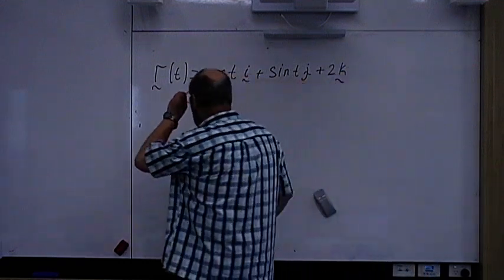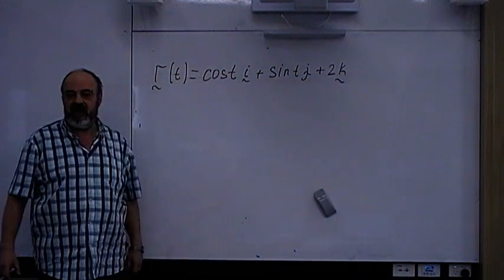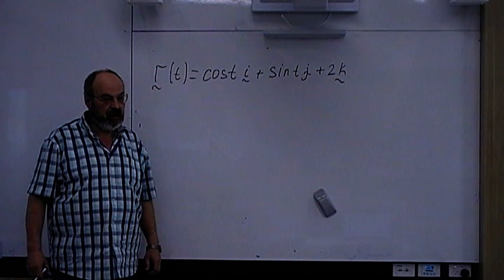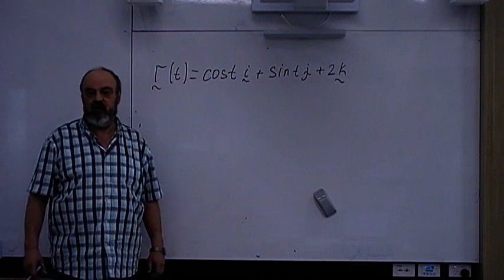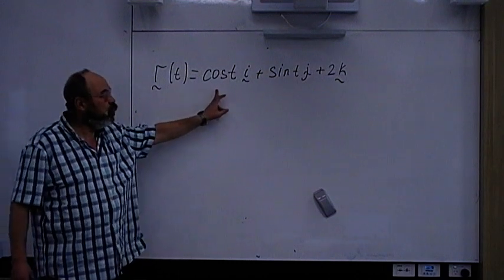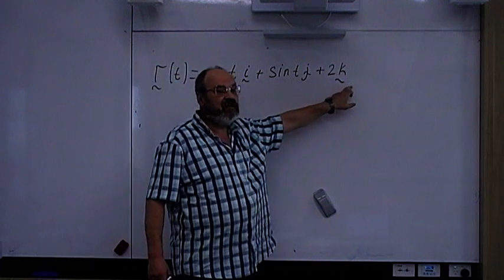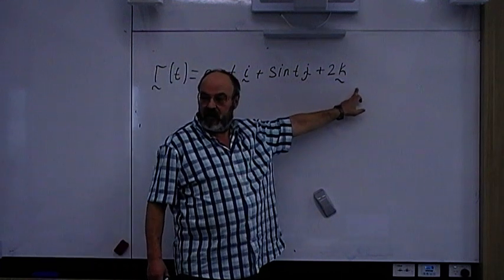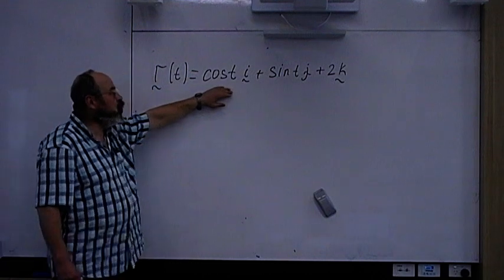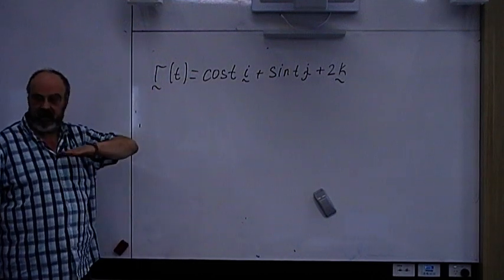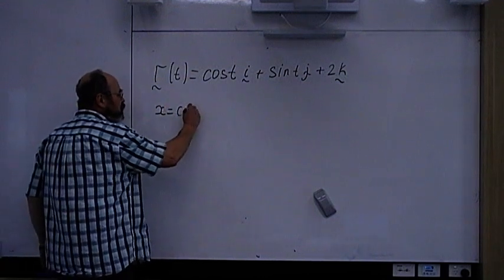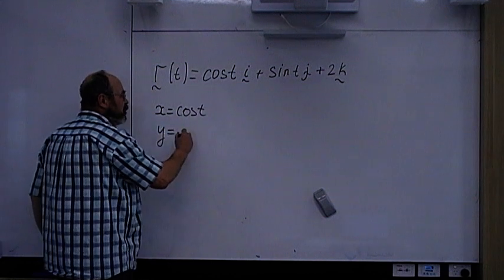First question is, what will be the path of the particle? Let's find the Cartesian description of the particle. How does it move, what will be the path? Let's consider first the motion only in the xy plane, the horizontal plane. As you can notice, the z coordinate is not changing, it's always the same. So we have x equals cos t, y equals sin t.